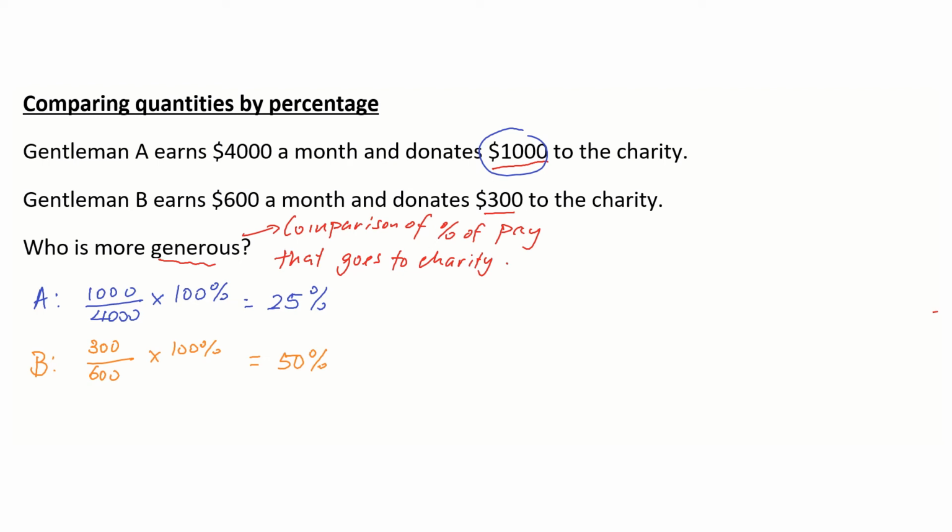So in this case, who is more generous? Well, we'll say gentleman B, for a very simple fact, because he donates a higher percentage of his pay to charity as compared to gentleman A.